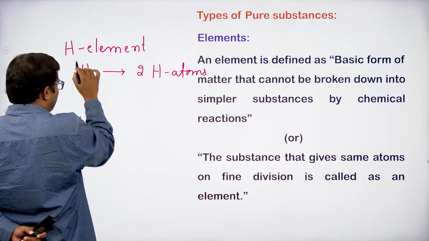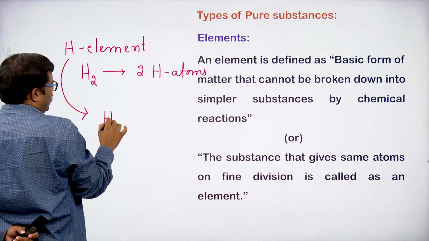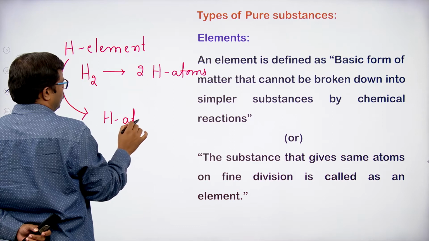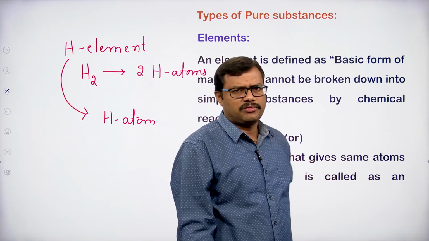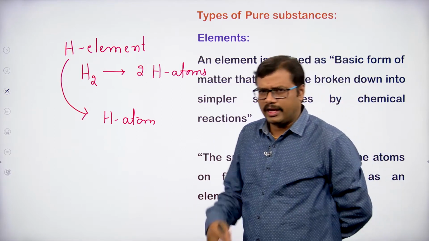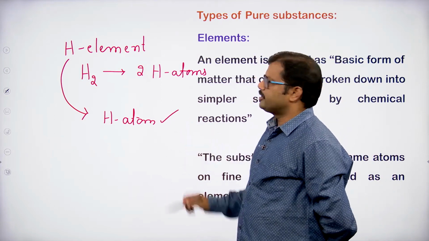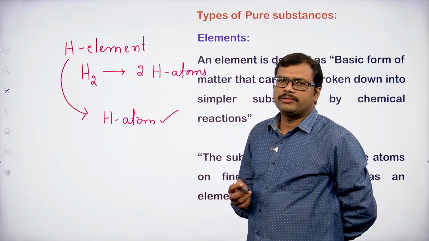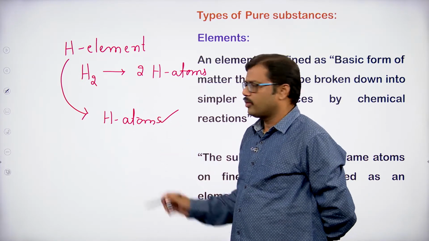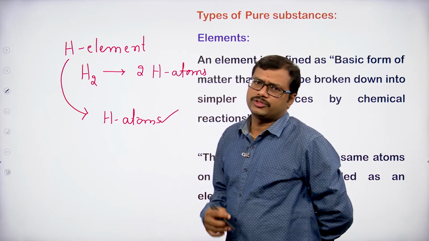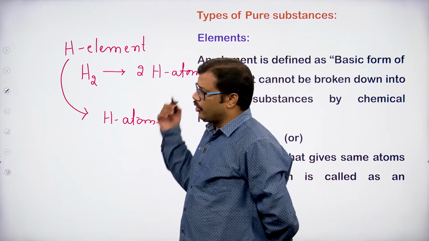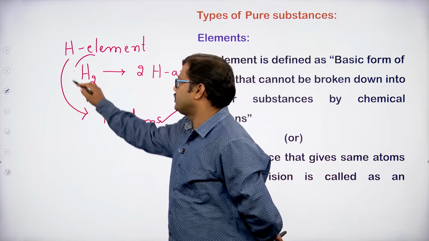So, whenever we look at the hydrogen element, whether you take it here in India or in the United States of America or in any country or any area, it is going to contain only one kind of atoms. What are they? Hydrogen atoms. Okay. So, hydrogen is made up of hydrogen atoms. Hydrogen atoms are going to come out when I divide this hydrogen gas.